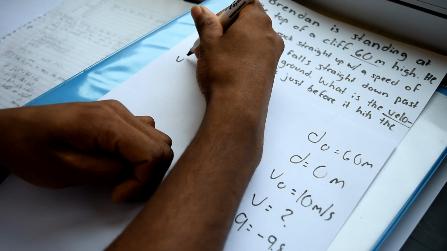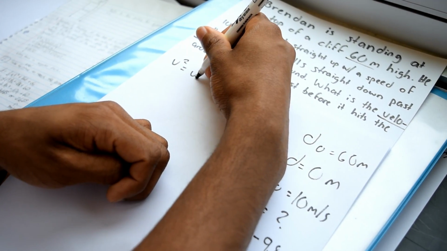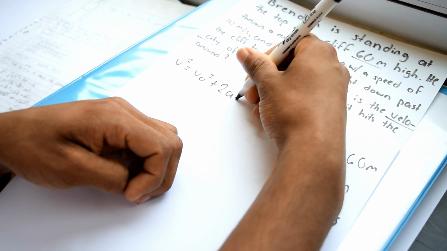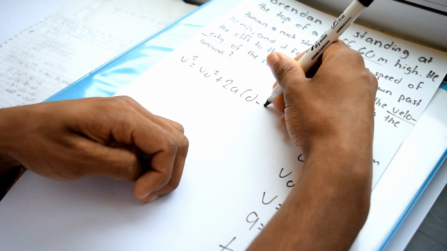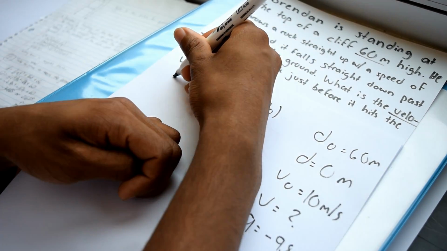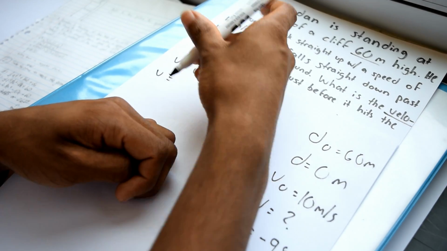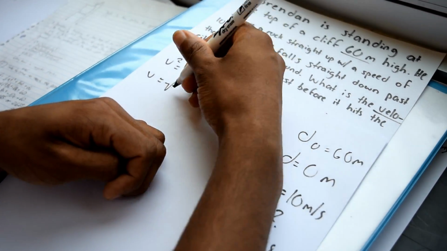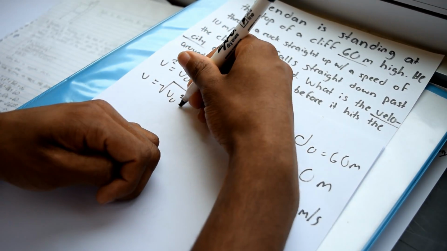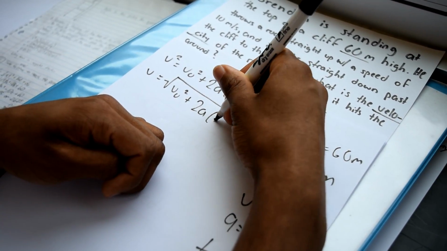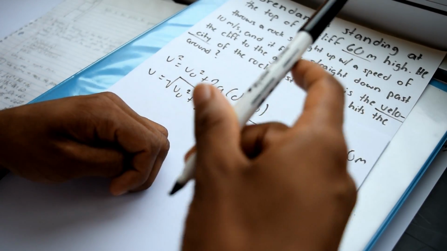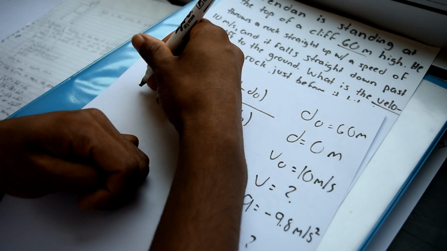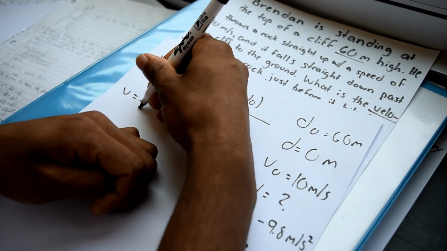And that is v squared equals initial velocity squared plus 2 times acceleration times the quantity of final distance minus initial distance. So what you have to do here is square root it to get rid of this exponent. So you end up with the square root of this whole term. Then all you have to do is plug in each value and just plug and chug into the calculator, and then you'll get your final answer.